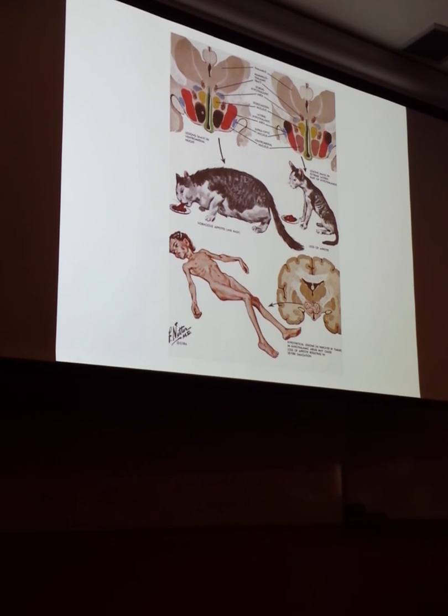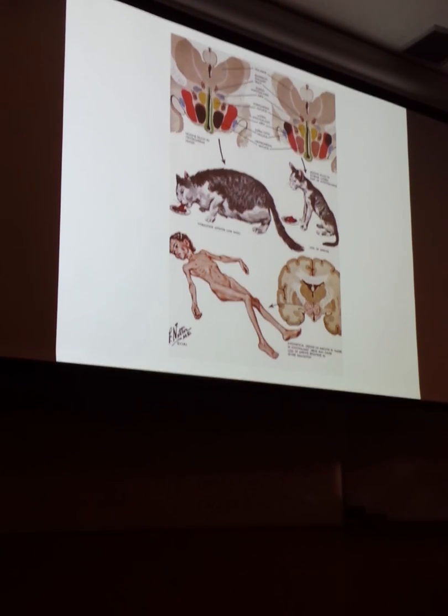If you destroy the ventral medial nucleus, you end up with a very fat cat. And if you destroy the lateral nucleus, you end up with a real skinny cat that will eat. So this sometimes happens in humans.